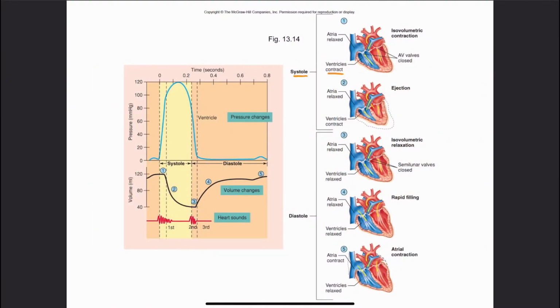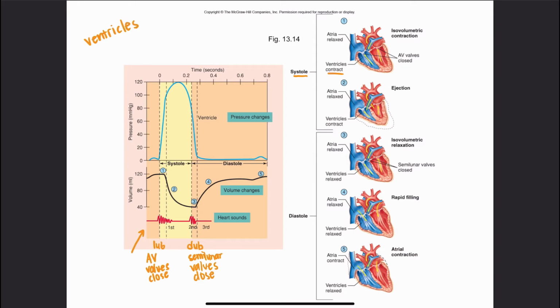This graph is a little complicated, but let's break it down little by little. Down here, first off, we have the heart sounds. This is that lub sound, and this is that dub sound. We've said the lub sound is when the AV valves close, and the dub sound is when the semilunar valves close. This part is in systole. Again, we're always talking from the point of view of the ventricles, so we are talking about ventricular contraction here.